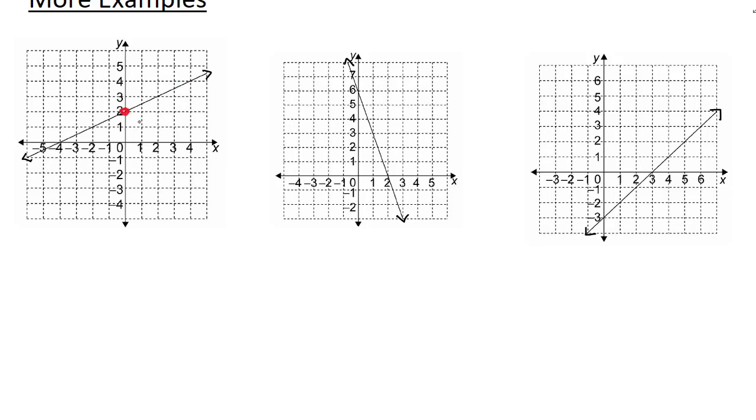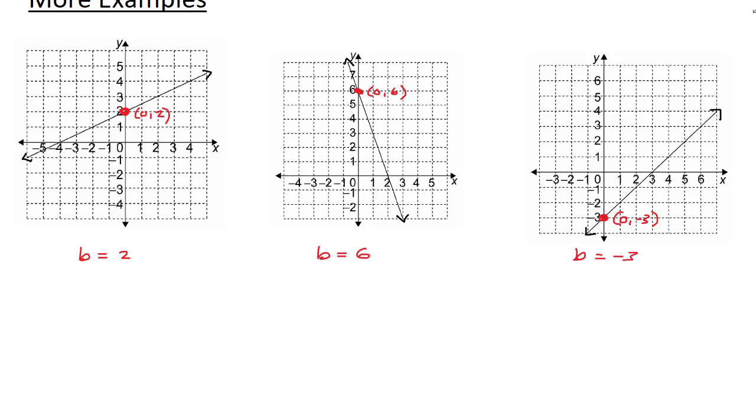This one has an initial value, look at (0, 2). So that means its b is 2. This one's initial value, or we also call it the y-intercept, is (0, 6). So its y-intercept is 6. And this one crosses through (0, -3). So its b is -3.